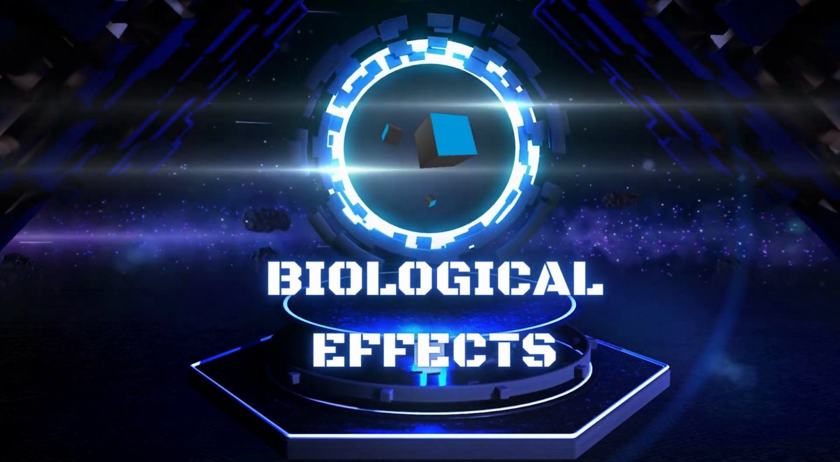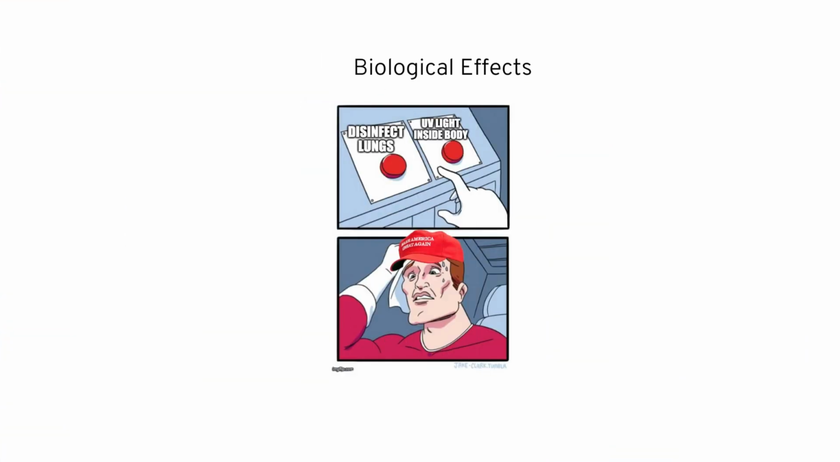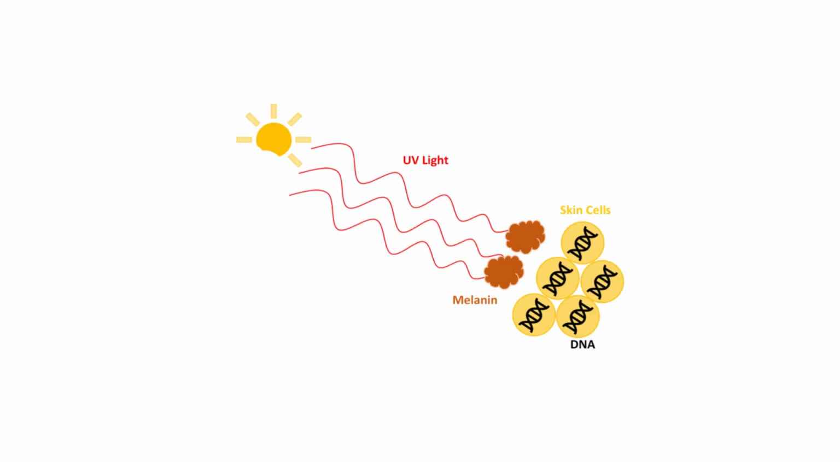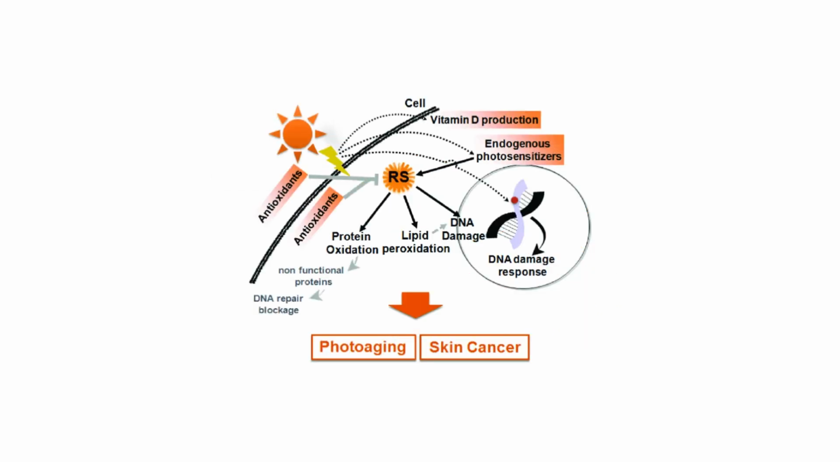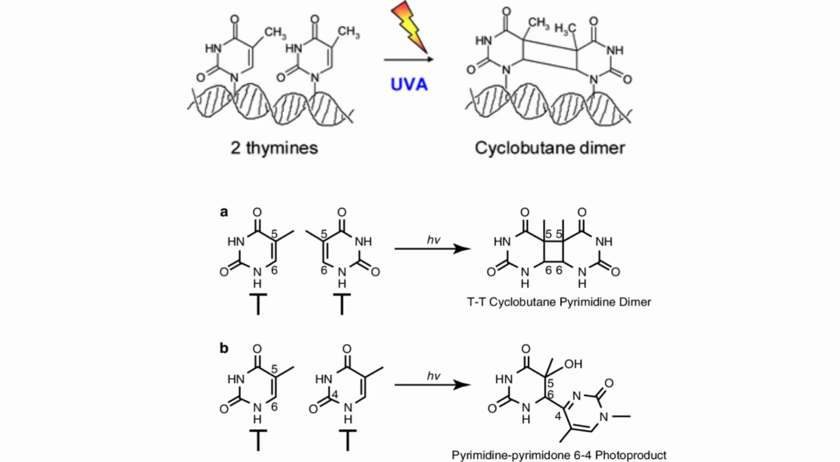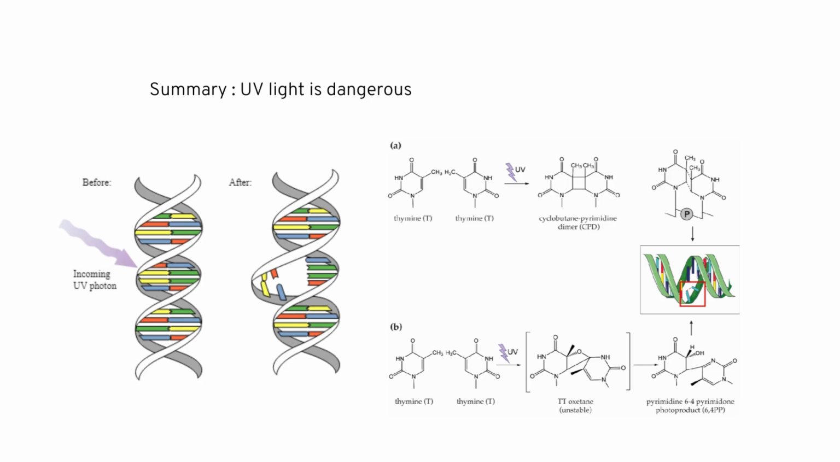Let's talk about how it interferes with biological processes. When UV radiation is absorbed by DNA molecules, it can lead to the formation of photoproducts, such as cyclobutane pyrimidine dimers, CPDs, and pyrimidine 6-4 pyrimidone photoproducts, 6-4 PPs. No need to remember the fancy names, but just keep in mind that they are abnormal chemical bonds between adjacent pyrimidine bases.